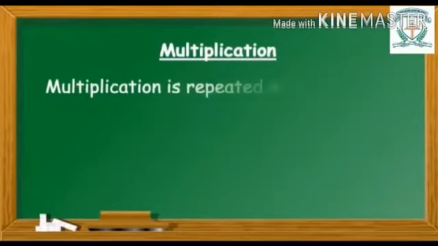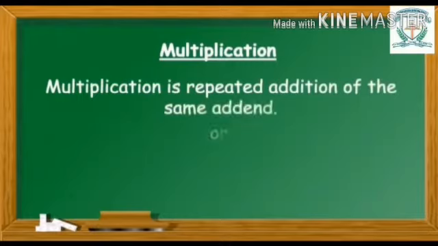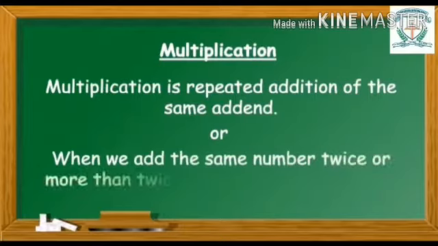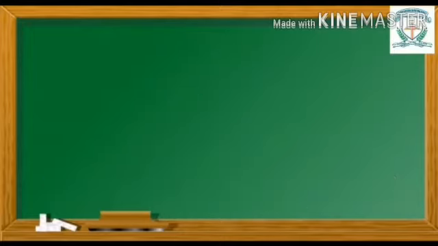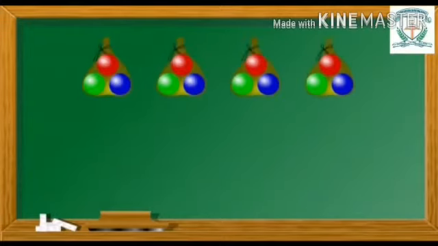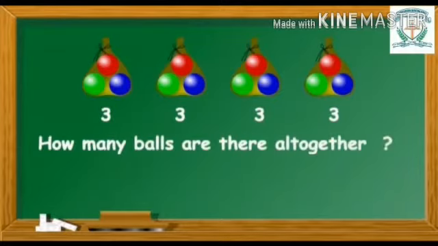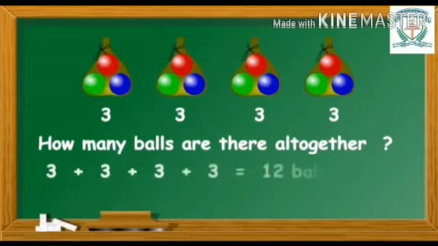Multiplication is repeated addition of the same addend, or we can say that when we add the same number twice or more than twice, then the process can be called multiplication. Consider the following example. You can see 4 bags of balls, and in each bag there are 3 balls. If you are asked to find how many balls are there altogether, what will you do? You will add 3 plus 3 plus 3 plus 3 is equal to 12 balls.